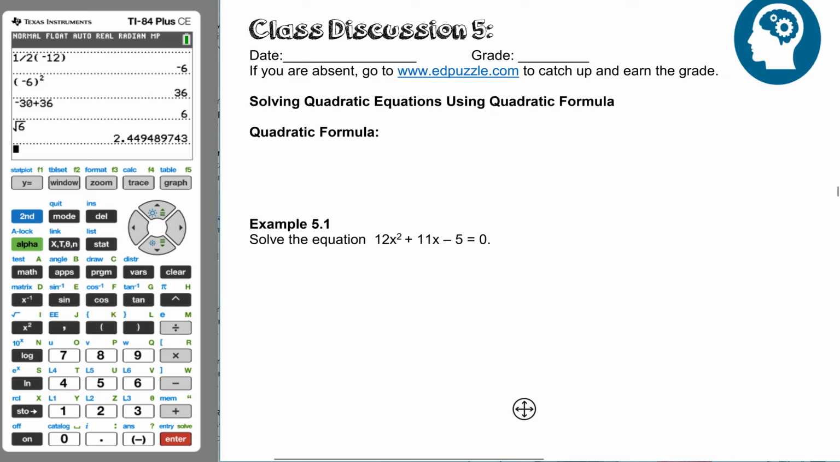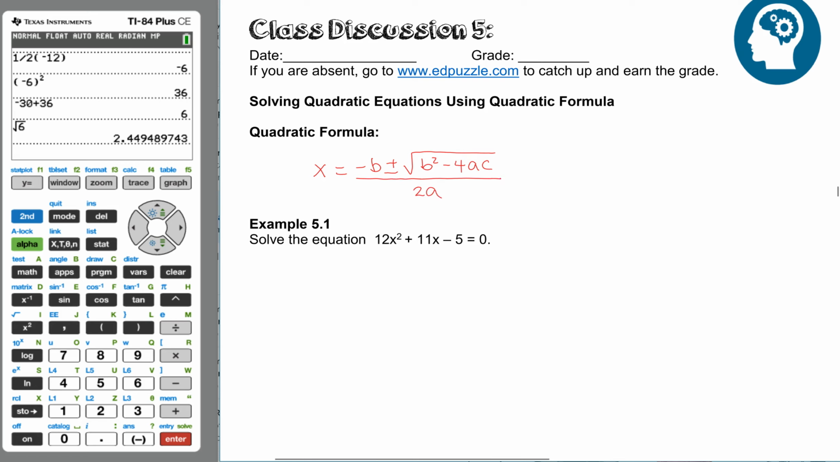Let's work now on class discussion 5, solving quadratic equations using the quadratic formula. Here we have a formula that we need to remember, though you don't have to memorize it during the Regents exam because it is provided. So we have x equals negative b plus or minus the square root of b squared minus 4ac, divided by 2a.